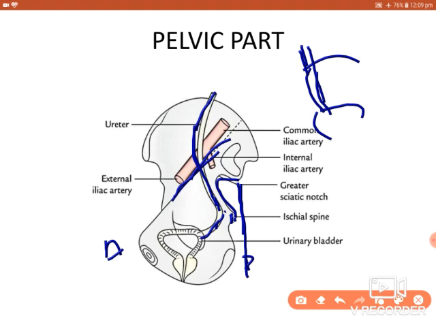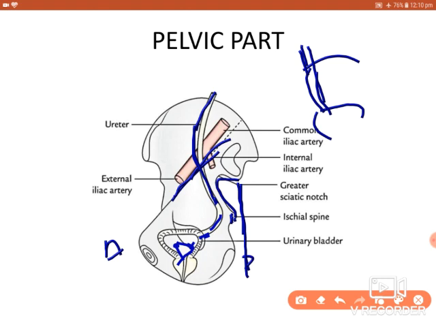It moves in a transverse plane, that is horizontally, towards the bladder. Then it pierces the bladder wall and opens into the lateral angle of the trigone of the bladder as the ureteric orifice. So that is the course of the pelvic part.